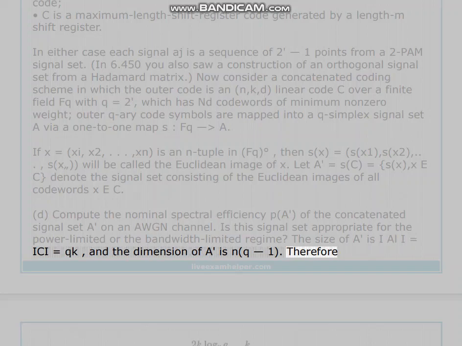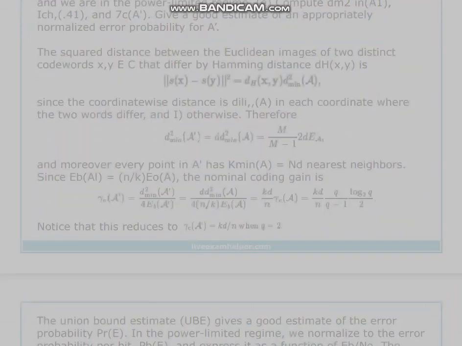Therefore, ρ = 2k log2 q / (n(q - 1)), and we are in the power-limited regime.